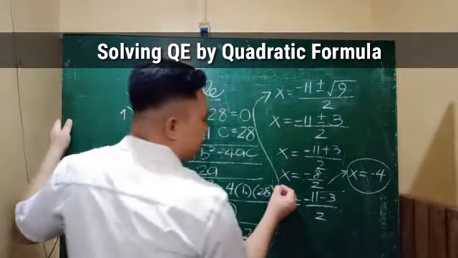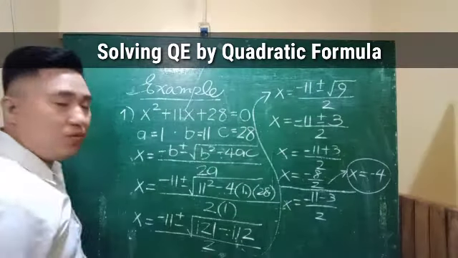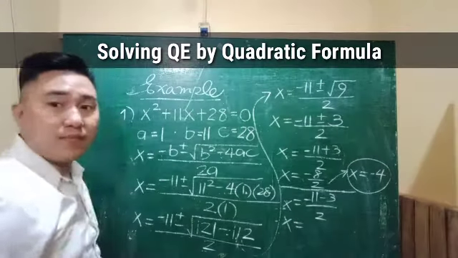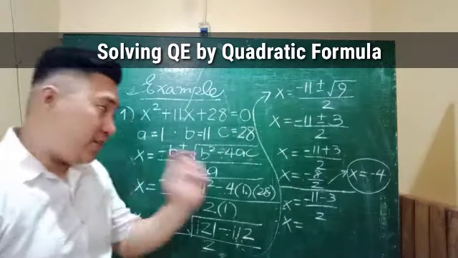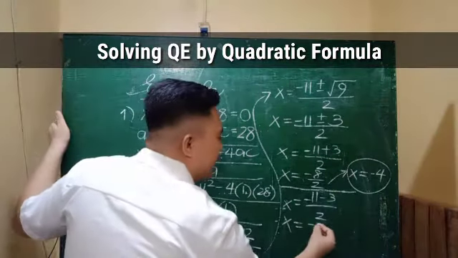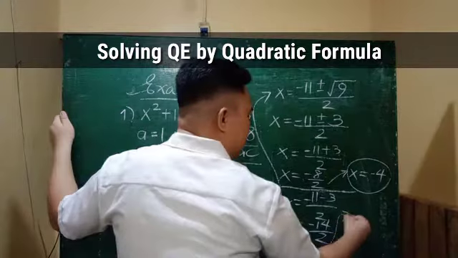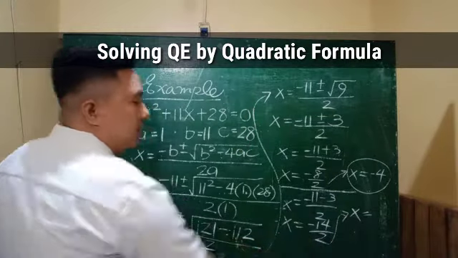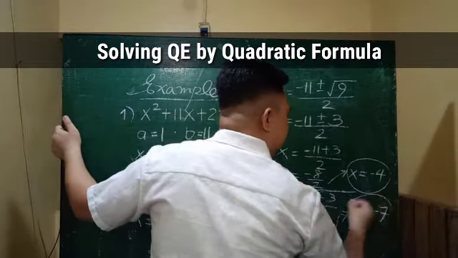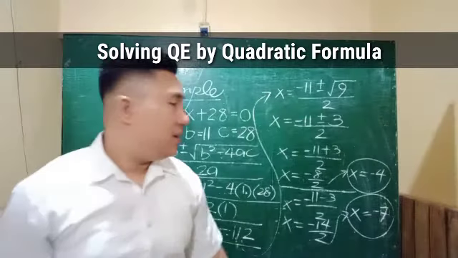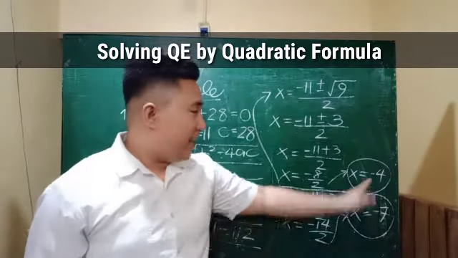Okay? The next, isa naman, x equals negative 11 minus 3 over 2. So, x equals negative 11 minus 3, same sign, add and keep the sign. So, 11 plus 3 ay 14. Negative 14 over 2. Then next, divide. Negative 14 divided by 2 ay negative 7. Okay, so the answers are, the values of our x ay negative 4 and negative 7. Or ang solution set natin ay negative 4 and negative 7.